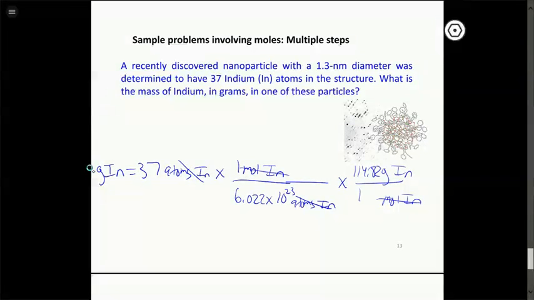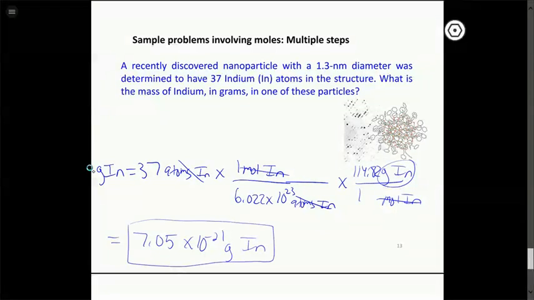So moles cancel out. We've now gotten to our desired quantity, which is grams, and so we just multiply the things across, and we get 7.05 times 10 to the minus 21st grams. So again, a very tiny quantity because there's only 37 individual atoms.